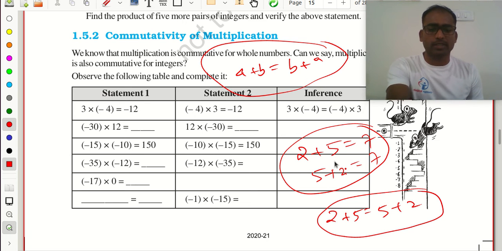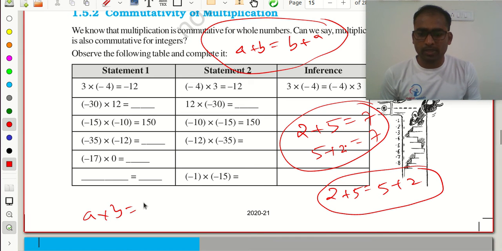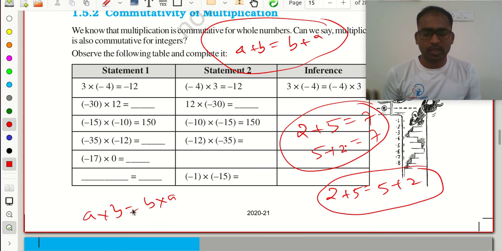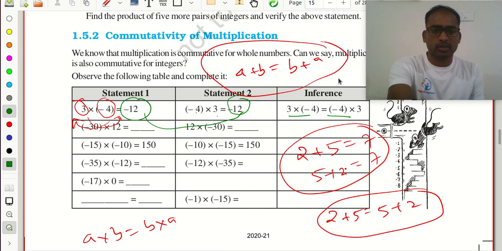Now it is a multiplication. In the multiplication, just instead of this plus, you need to put a multiplication. A multiplied with b is equal to b multiplied with a. That has to be satisfied. Suppose here 3 multiplied with minus 4, I am getting minus 12. Then you just exchange this one. So here minus 4 into 3, minus 12. So this 12 and this 12 are the same only, na? So I can say 3 multiplied with minus 4 is equal to minus 4 multiplied with 3.